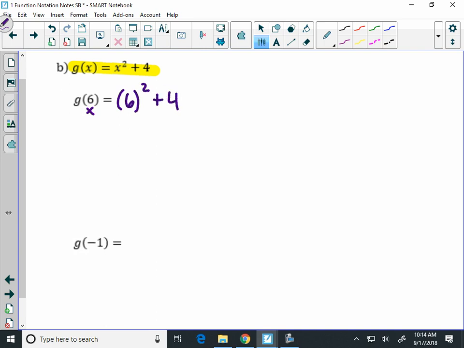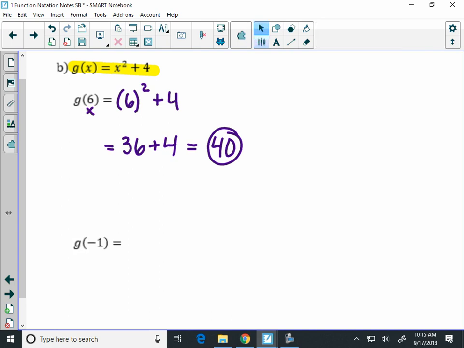Notice that I wrote 6 in parentheses. Anytime you're going to square a number, I want you to write it in parentheses so that you make sure you type it into your calculator correctly. 6 squared is 36 plus 4, and 36 plus 4 is 40.